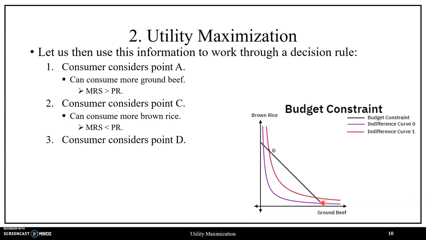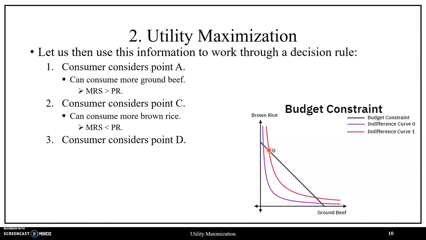Let us examine this and consider indifference curve 1, which we see is strictly above indifference curve 0, so this is going to be a higher level of utility in which the consumer is better off. And once again, we have two intersection points between our indifference curve 1 and our budget constraint. Let us consider the upper intersection point first, which we'll consider as point D.